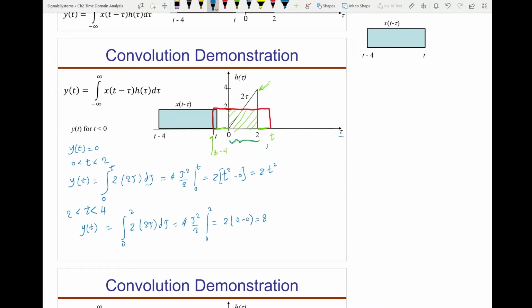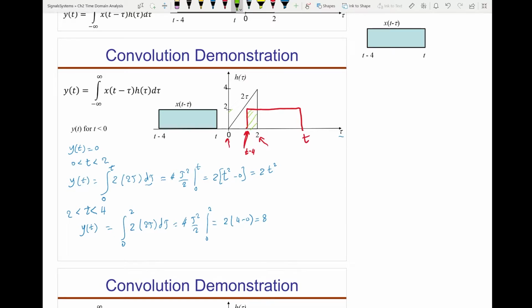Okay, now what happens if these keep sliding until it reaches somewhere here? This is t, and this is t minus 4. As long as this edge, t minus 4, is larger than 0 and less than 2, there will be partial overlap, which is this one.